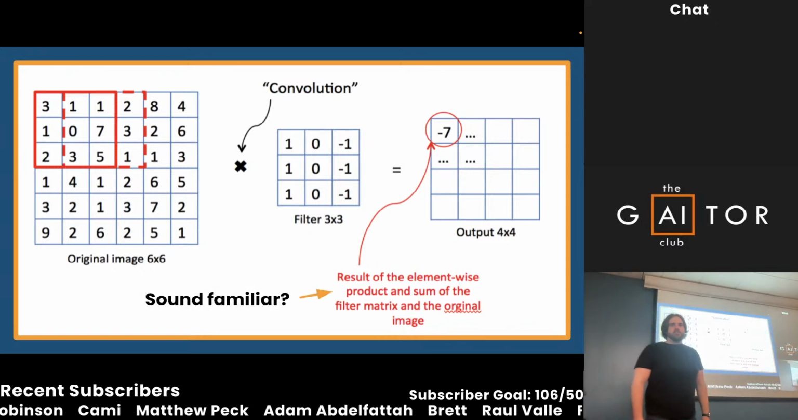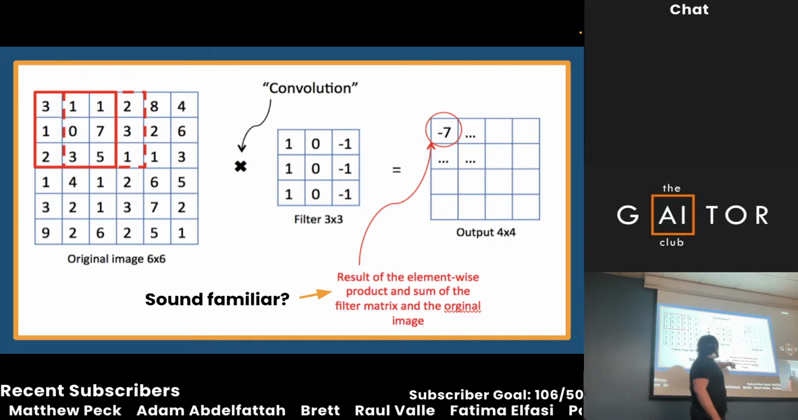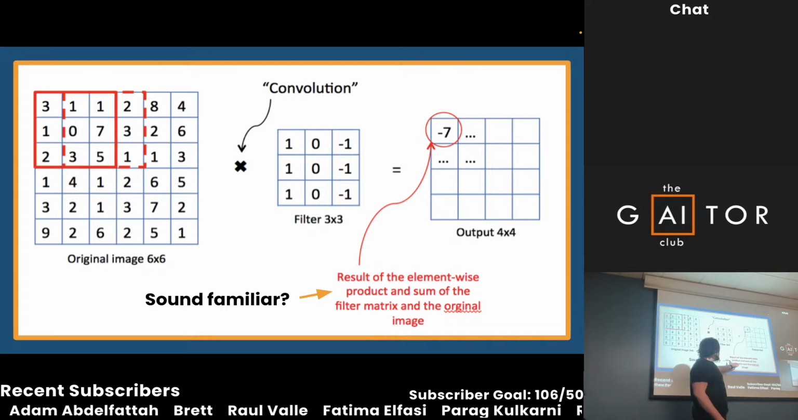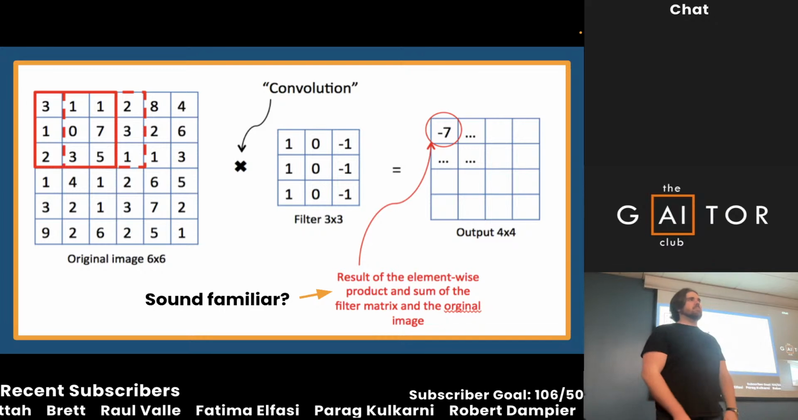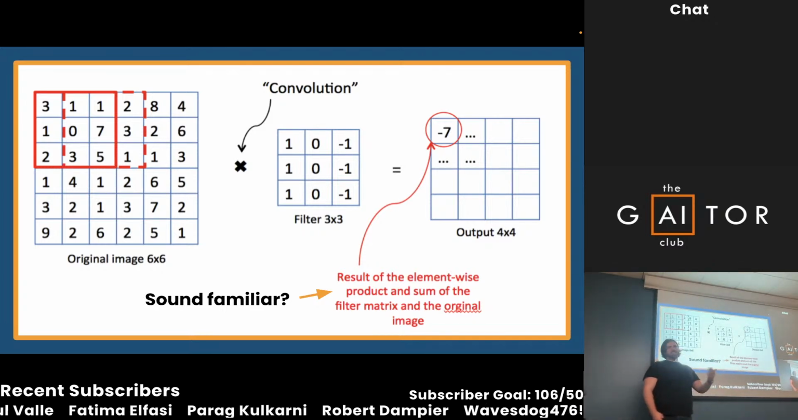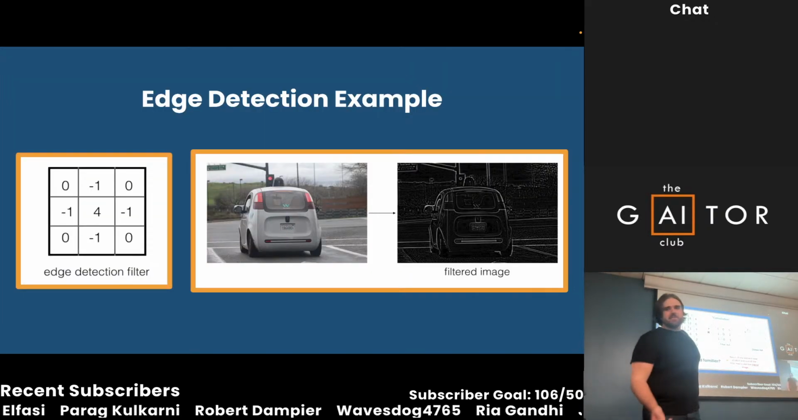And I bet you're wondering why. Oh yeah, this sounds familiar. The results are element-wise. We'll get to that. The results of the element-wise product and sum of the matrix. So basically, we're doing more summations and more products. That's basically what machine learning is going forward. Going backwards is a little different. But let's go on to the next one.